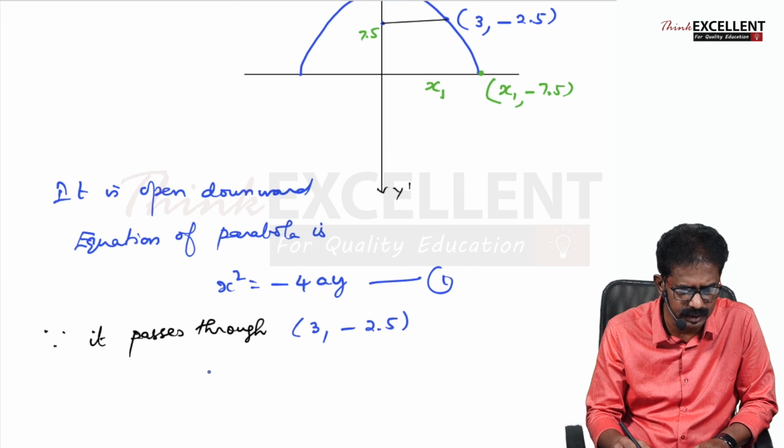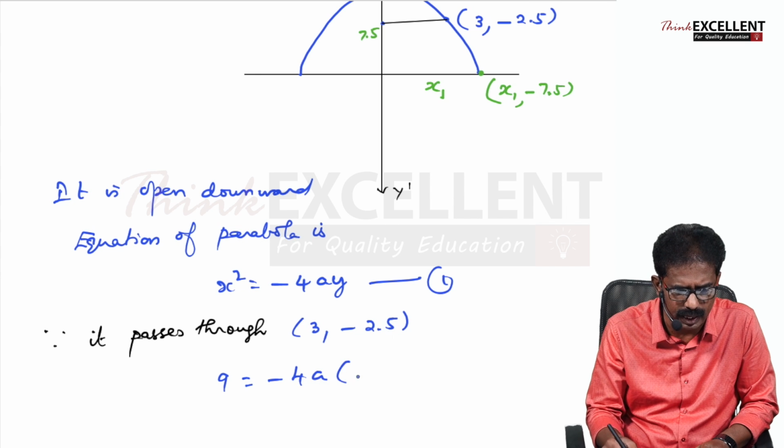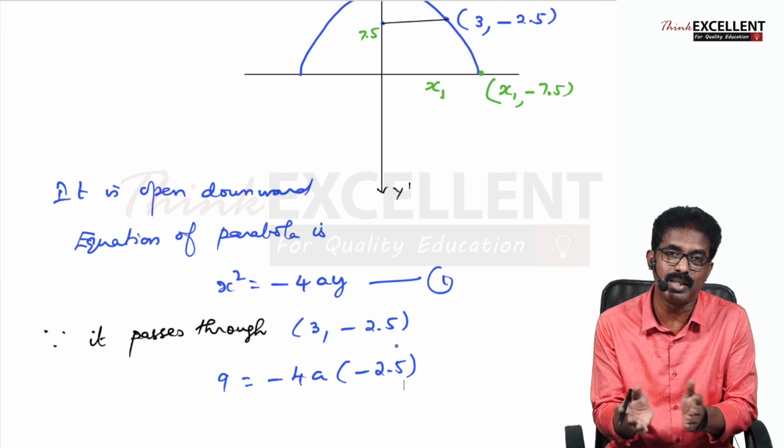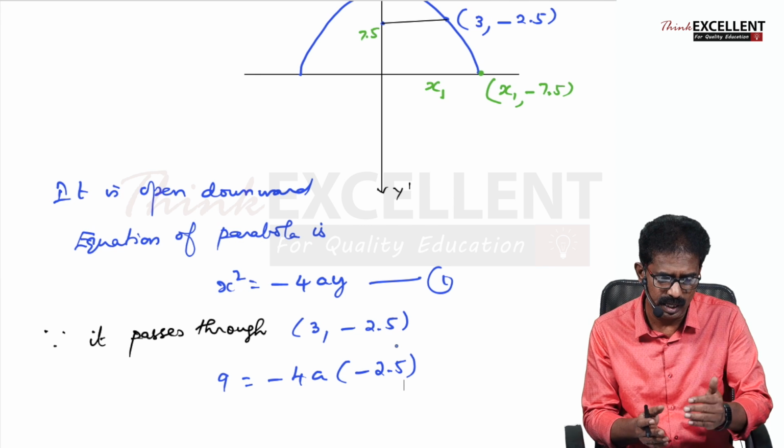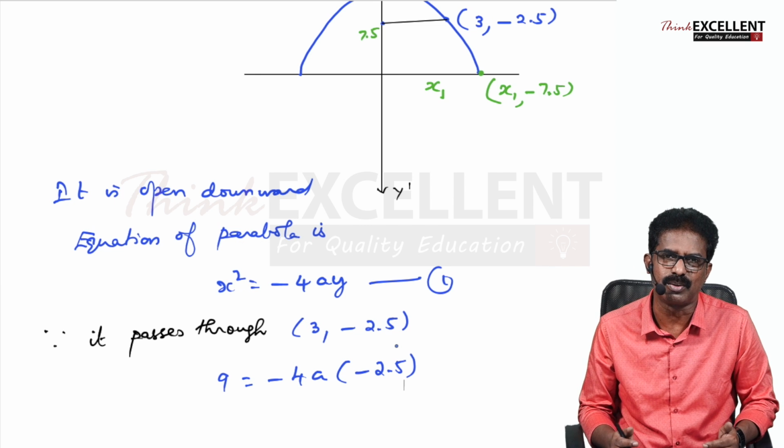So x square, that is 3 square, 9, equal to minus 4a into y. What is y value? Minus 2.5. In some cases, we find 4a value and substitute, right? But here, if we find 4a, minus into minus is plus. 4a means 9 by 2.5. That's not good, right?